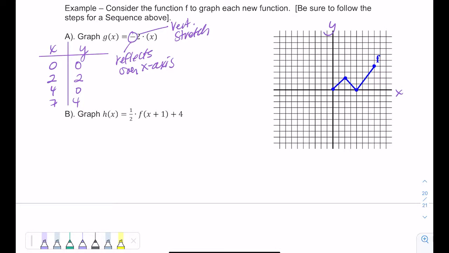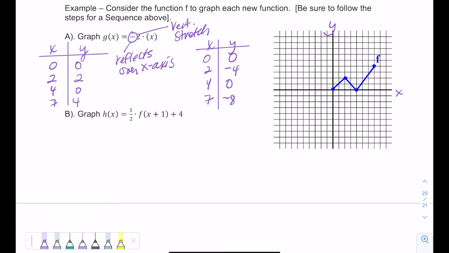So if I was to look at a new table, all I'm going to do is I'm going to take my y values, because y is vertical. The x's stay the same. I'm just going to multiply all my y values by a -2. So 0 times -2 is 0. 2 times -2 is -4. 0 times anything, 0. 4 times -2, -8.